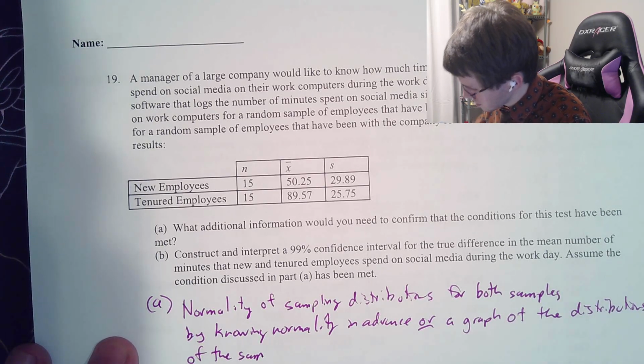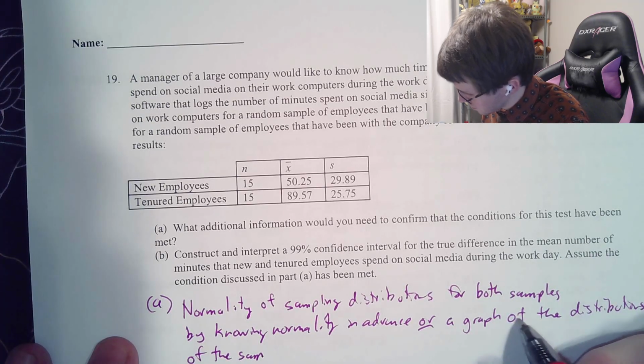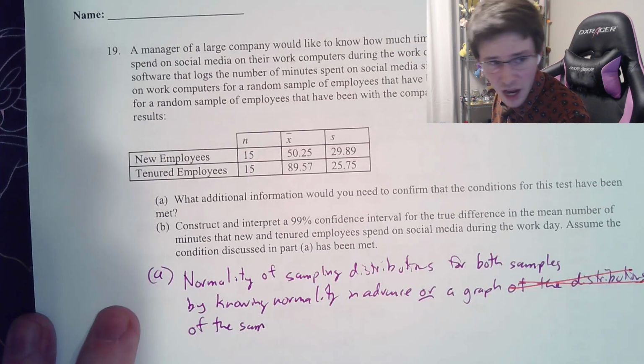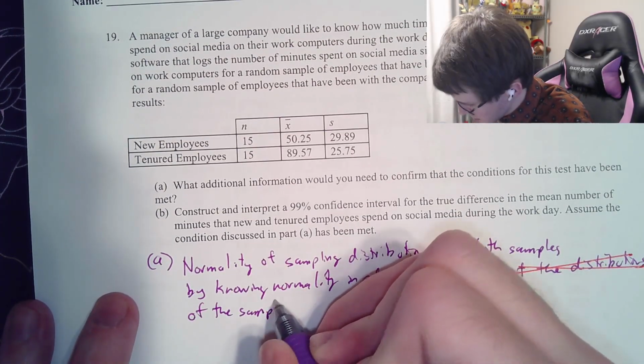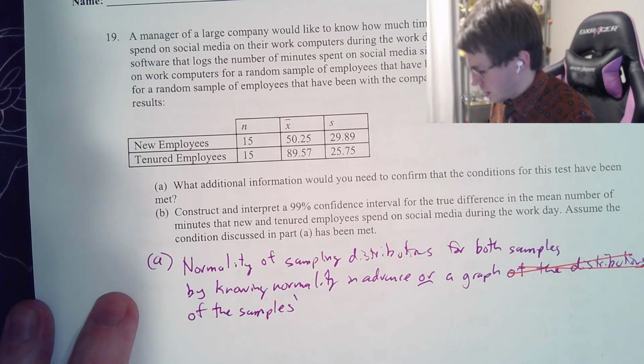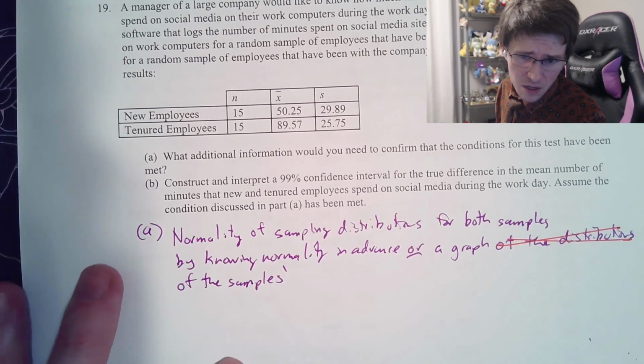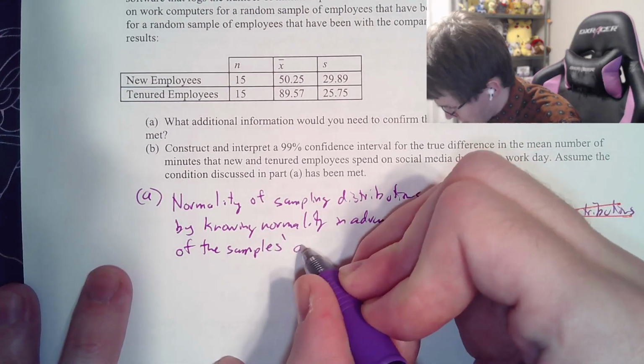I'm gonna cross this distributions part off because it could be confusing to an AP reader if you put it that way. So we're just gonna say or a graph of the samples, a graph of, yeah, the samples data. Let's put it that way.